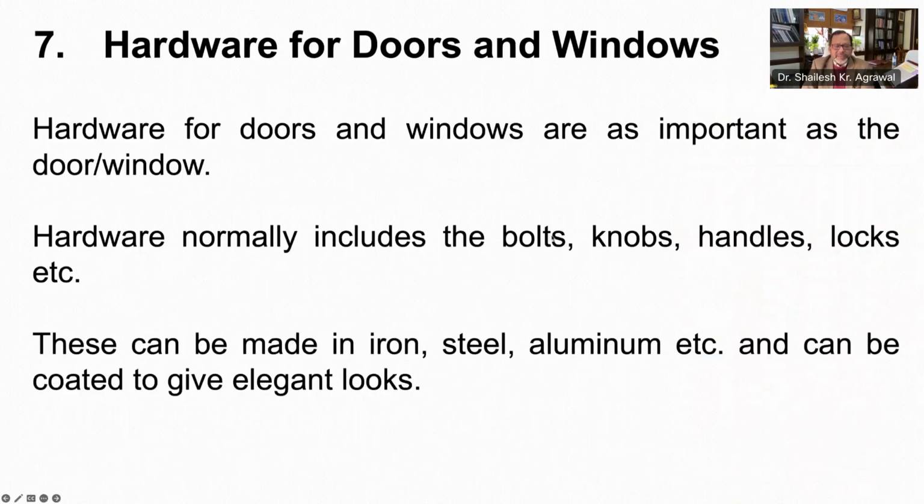There are several accessories, as I explained you earlier, related with doors and windows, such as bolts, knobs, handles, locks, etc. These can be made in variety of materials such as iron, steel, aluminum, fiberglass. We will discuss them in next digest.